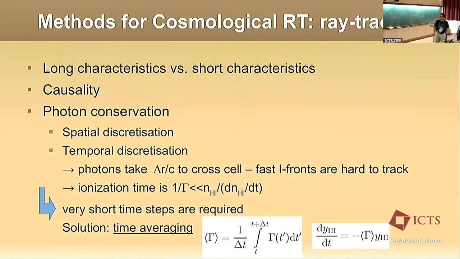So our solution to that was to average the photoionization rate over time and use this averaged one in the equation for the chemical evolution. And this gives you basically a good approximation to the result.